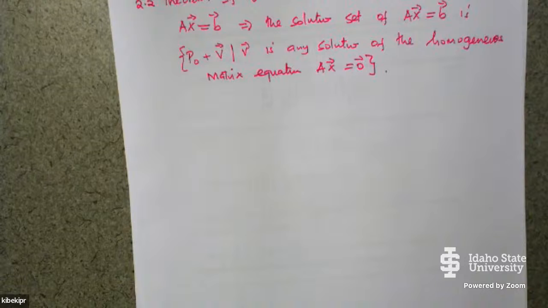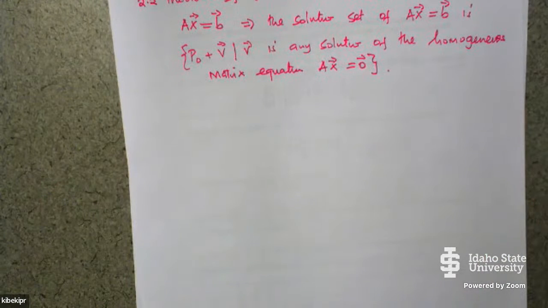Now we remember when we did AX equals B, our solution was P naught plus the vector, right? Now, when we have done the homogeneous linear system, our solution is just V, where V is any solution of the homogeneous matrix equation AX equals 0. For the inhomogeneous, it is plus the vectors. Any question after that?